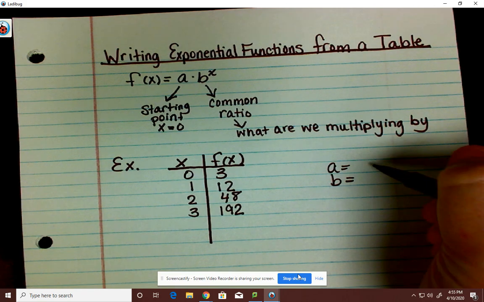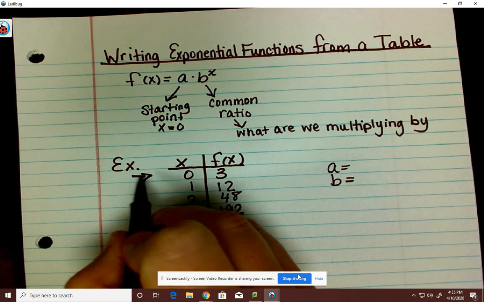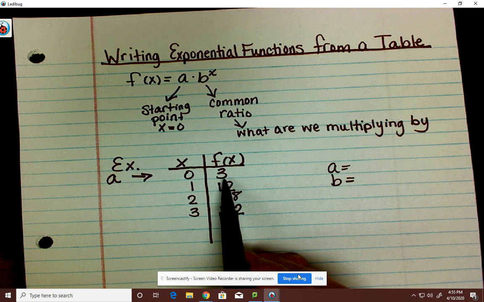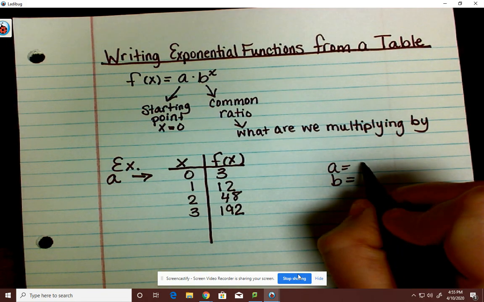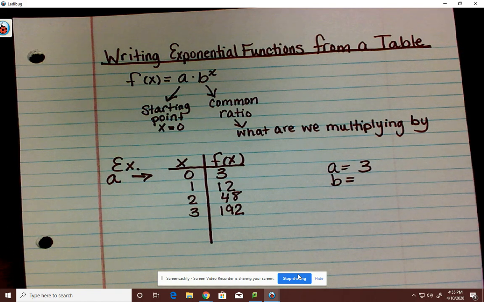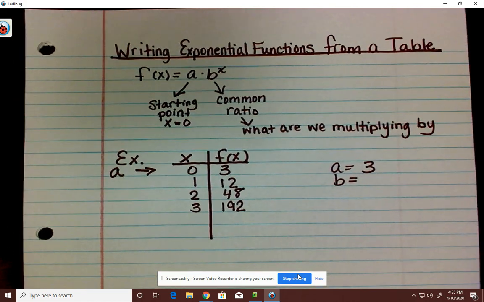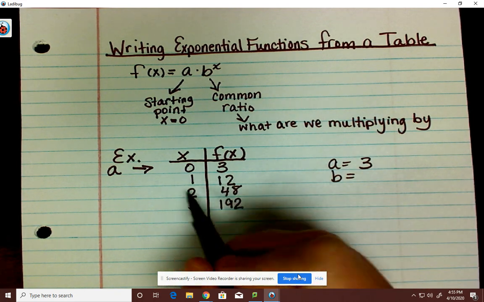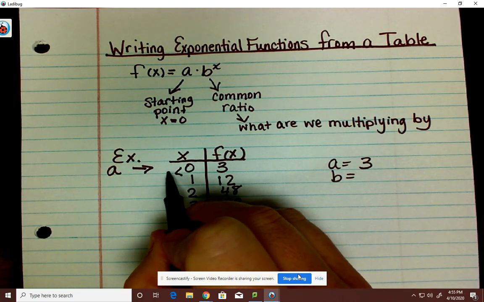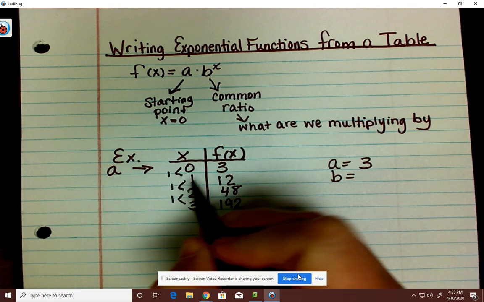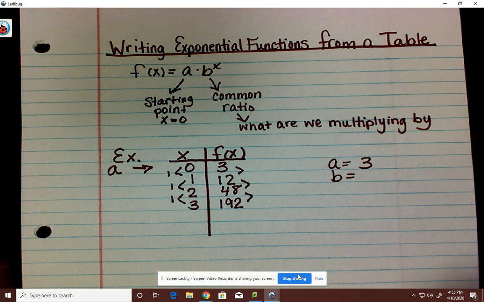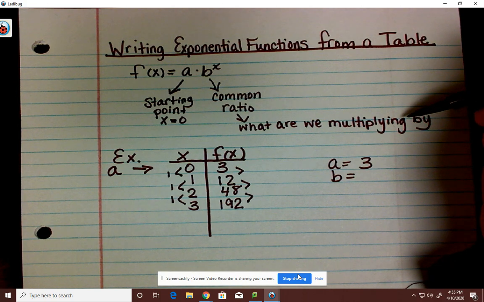So a comes from when x is 0. So here's when we can find our a. When x is 0, my f of x is 3, so that means my a is 3. So that's pretty easy on finding the a. Then, to find what my b is, we need to look at the ratio. So x is increasing by 1 each time, and then we need to figure out what this is increasing by. This is not linear. I'm not finding out what I'm adding to get to the next term. I'm finding out what I'm multiplying by.